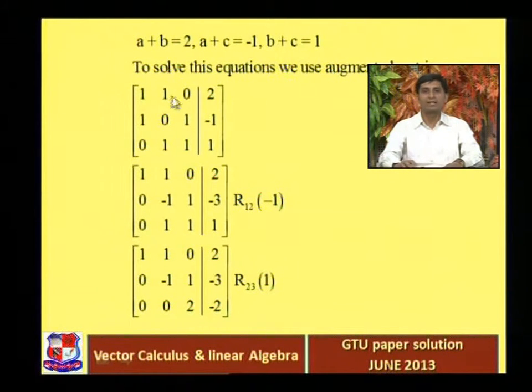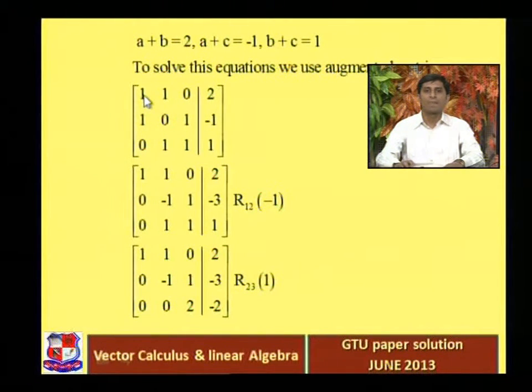Basically we have to find a, b, c, right? And these 3 are a linear system of equations with 3 unknowns and 3 equations. So we can definitely use the augmented matrix to solve these equations, right? So let's see how we find a, b, c.